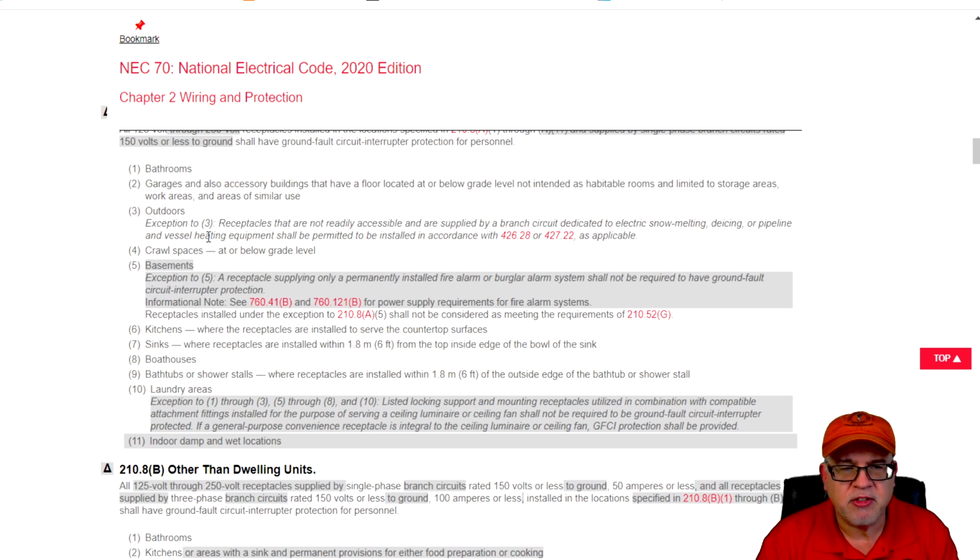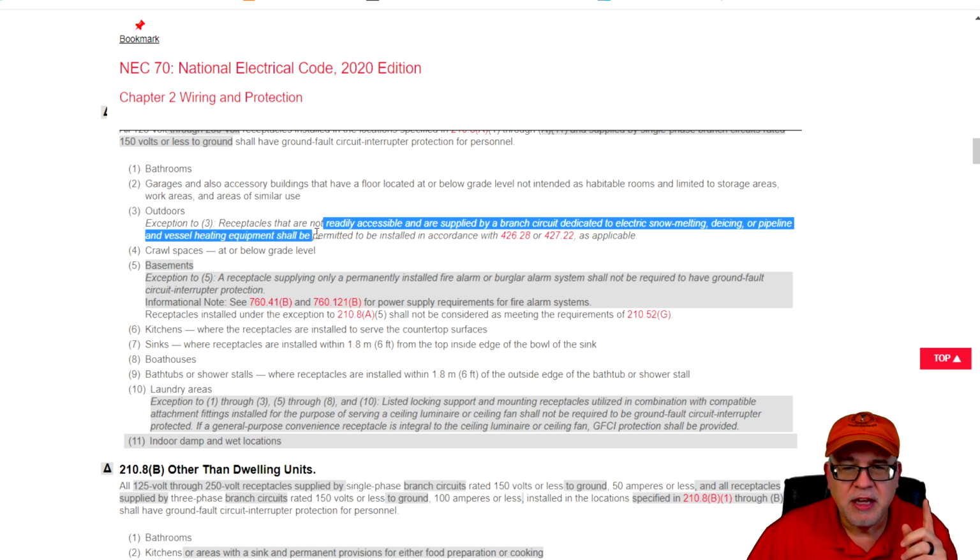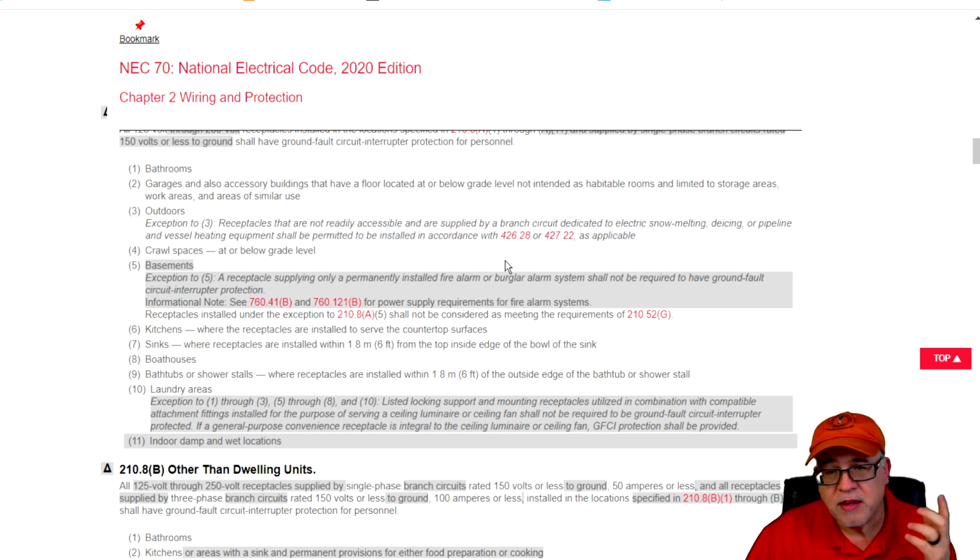Now, you do have an exception to 3, and the exception says receptacles that are not readily accessible and are supplied by branch circuits dedicated to snow melting, de-icing, or pipeline or vessel heating equipment shall be permitted to be installed in accordance with 426.28 or 427.22 as applicable. Okay, so what is that talking about?